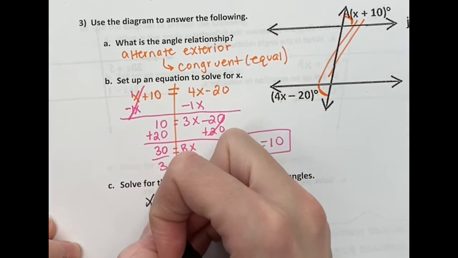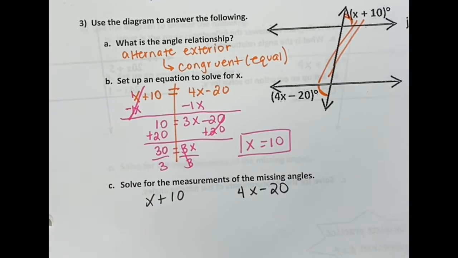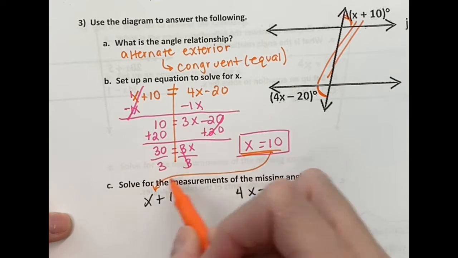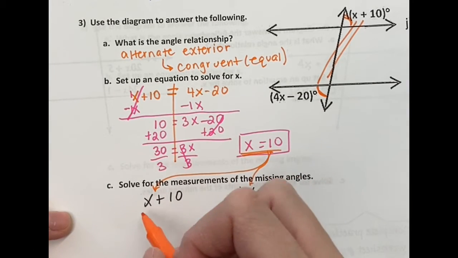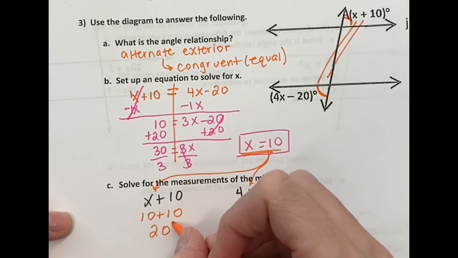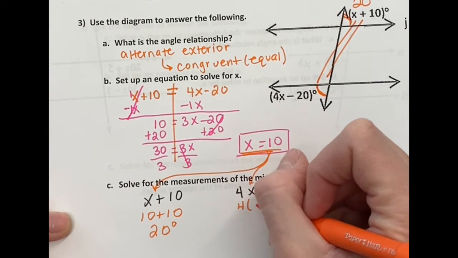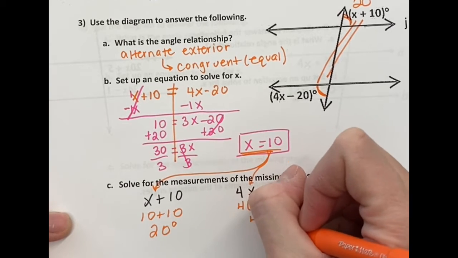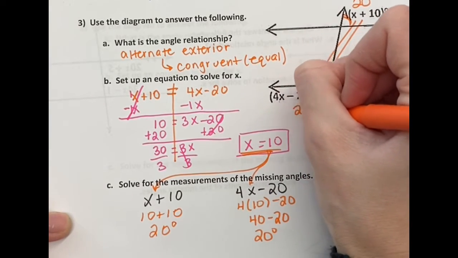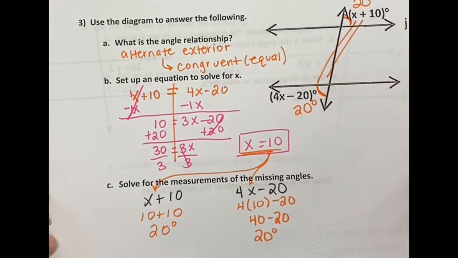So my first angle is x plus 10, and the next angle is 4x minus 20. If I found out that x equals 10, everywhere I see x, I can replace it with that 10. So this then becomes, instead of x, 10 plus 10, which gives me 20 degrees. So this angle is 20 degrees. Then I have 4x minus 20, which is 4 times 10 minus 20. 4 times 10 is 40. And 40 minus 20 gives me 20 degrees. So this angle is 20 degrees. And they're both 20 degrees, which is great because we know alternate exterior angles have the same measure.